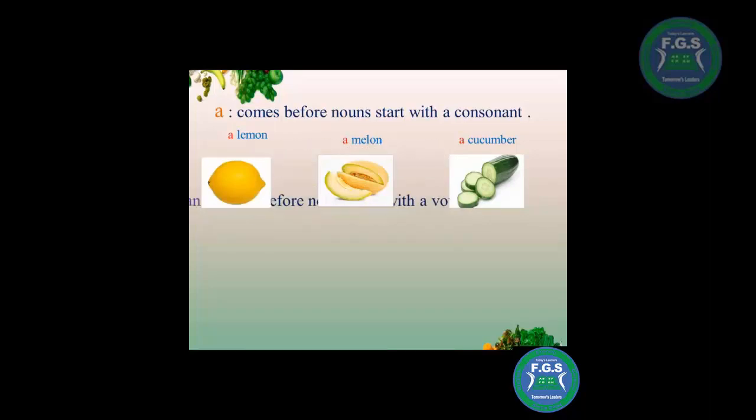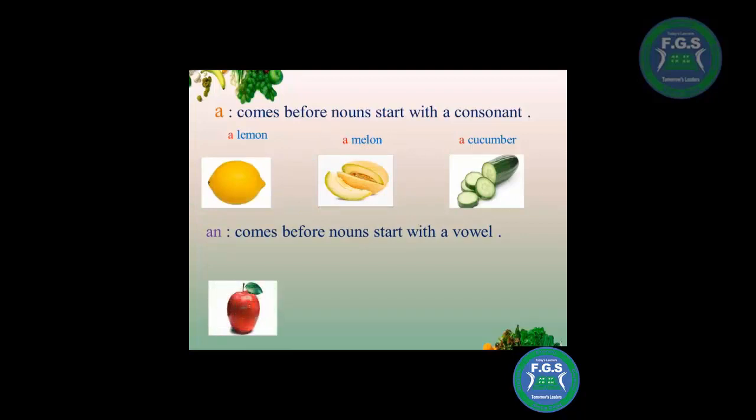But in part 2, when we use an, it comes before nouns that start with a vowel. For example, apple, it will be an apple. Orange, an orange. Onion, an onion, and so on.